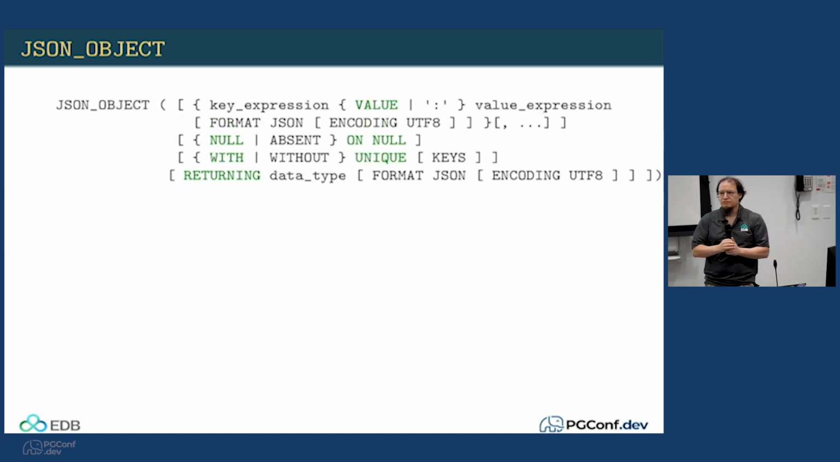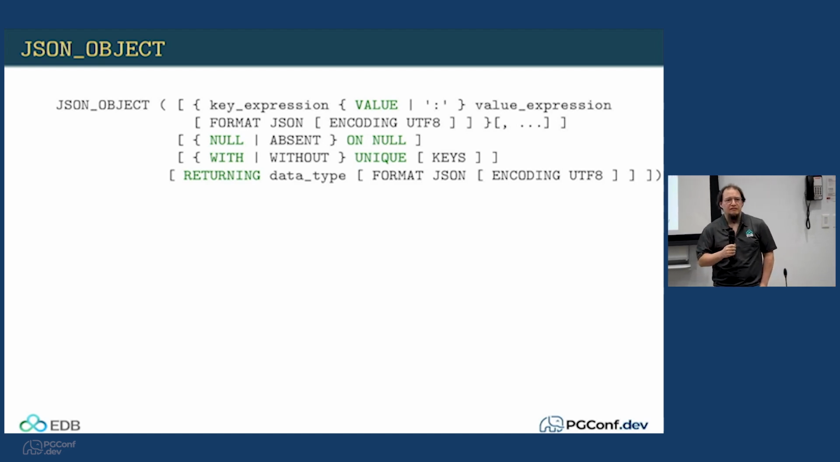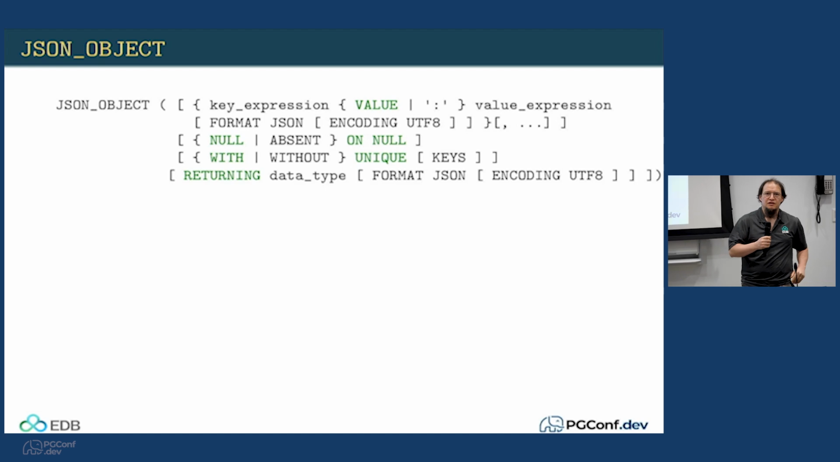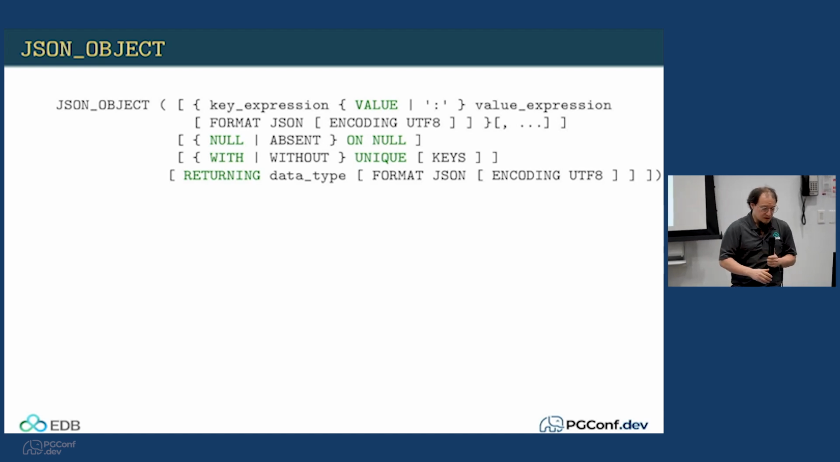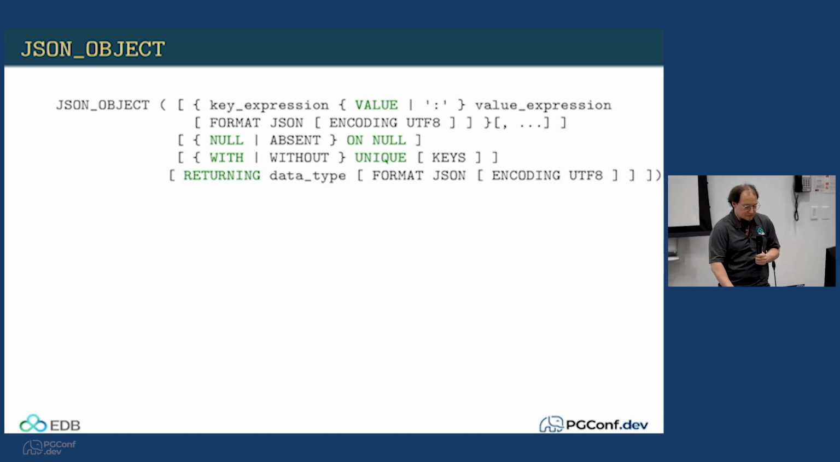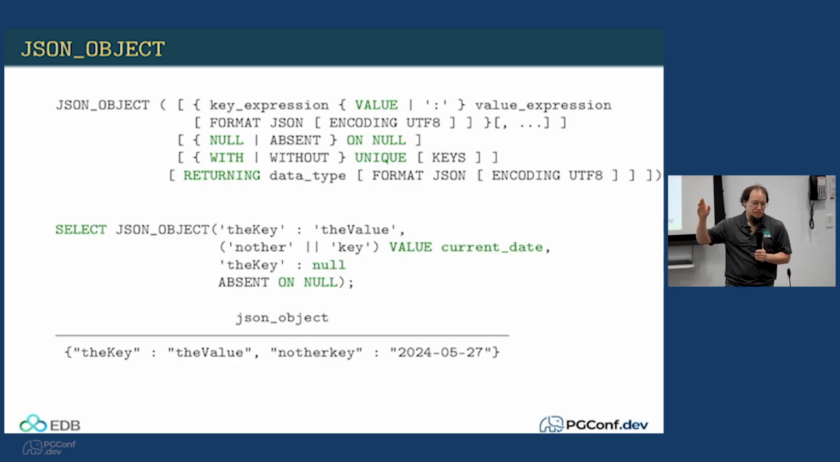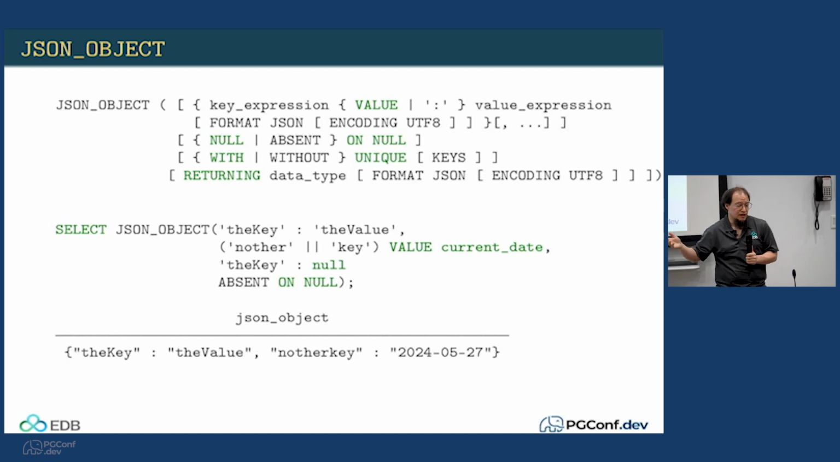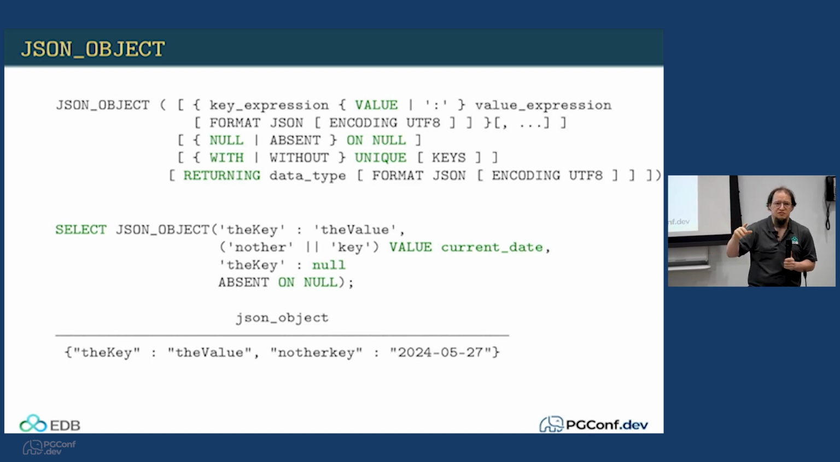Okay. So JSON object. This is essentially the same thing, except that I have to specify both a key expression and the value expression. I can separate those with the value keyword or a colon. Other than that, this is pretty much the same thing. So I can do, say, JSON object, the key, colon, the value, and it is going to give me that. Or another key, where I concatenate two strings to generate the key, and the value, current date.